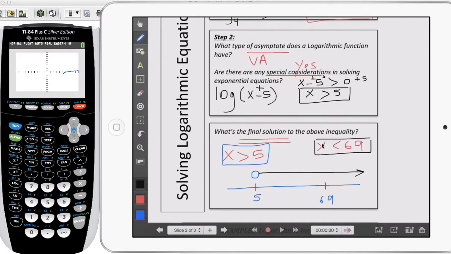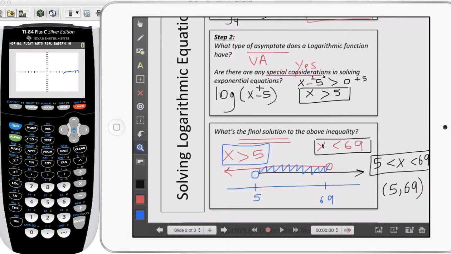X is less than 69. Again, 69 is not included, so open circle over there. Less than means you have to go to the left. Now these two colors met over here. So then my answer is x can be between 5 and 69. 5 is not included, so there is no equal sign. 69 is not included there, so there is no equal sign. You can write it as such, as an inequality notation, or you can write it as an interval notation. Parentheses 5, 69. Again, you put the parentheses because the 5 is not included and the 69 is not included.